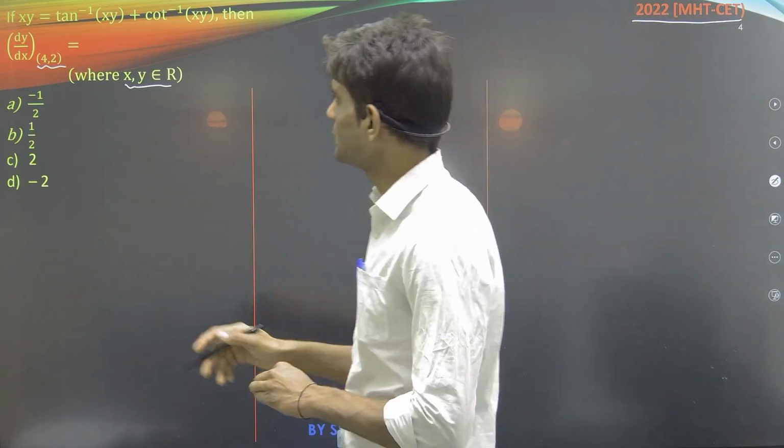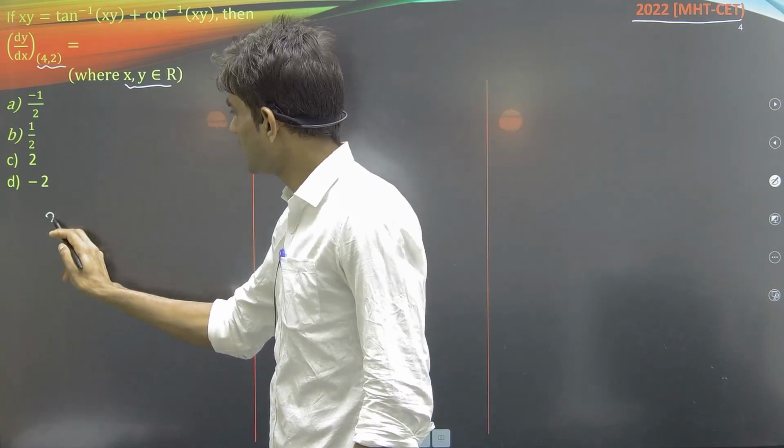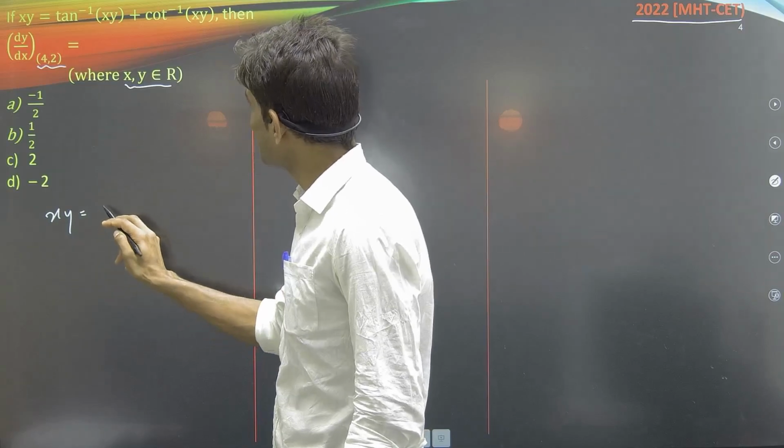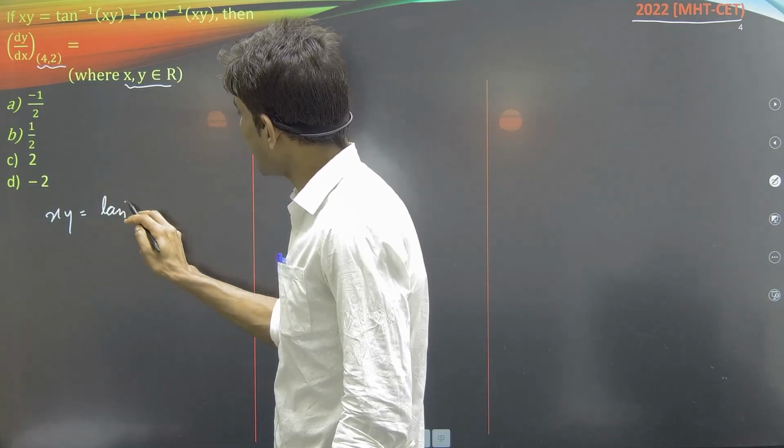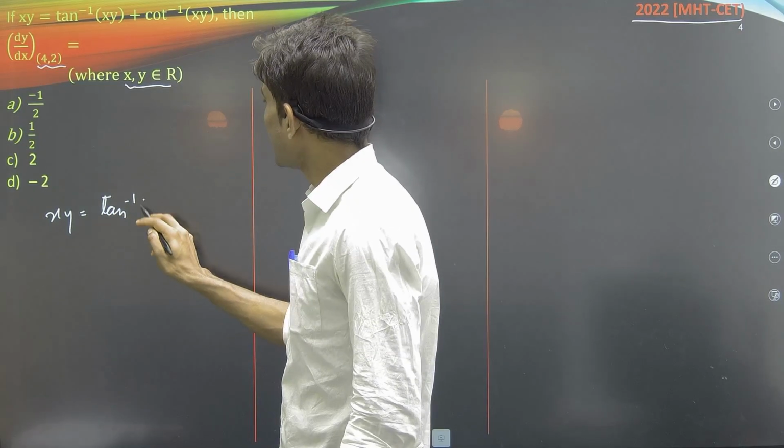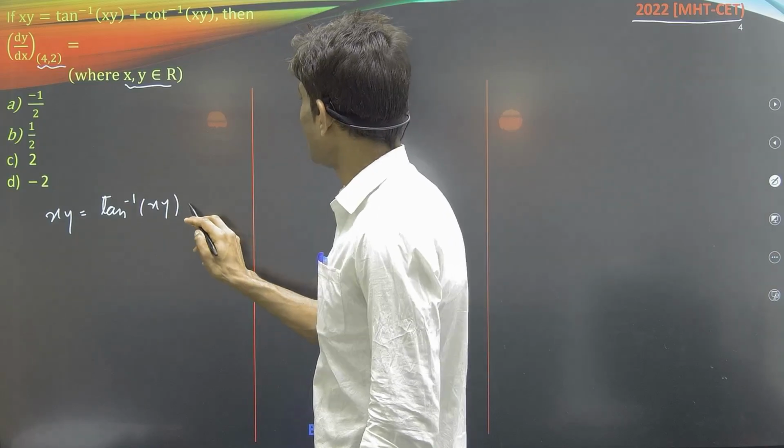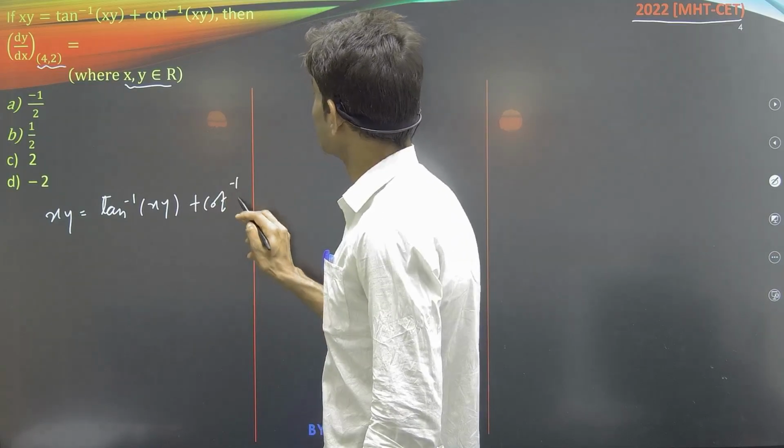Now let's go for the solution. So we have been given the function f(xy) which is equal to tan inverse of xy plus cot inverse of xy.